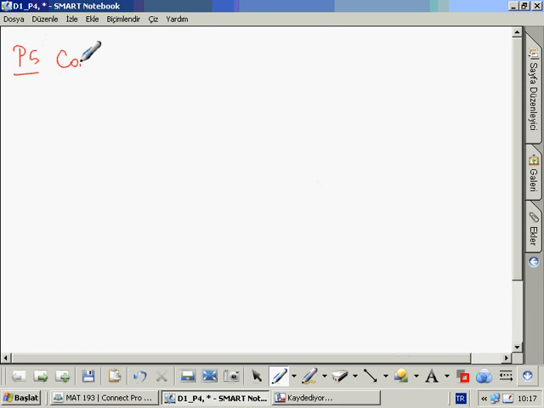P5: combining functions to make new functions.